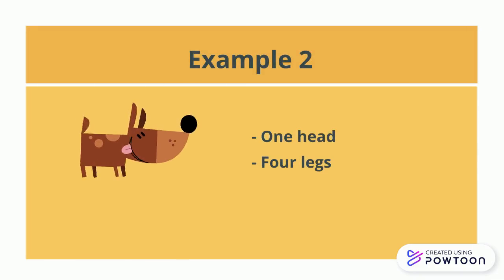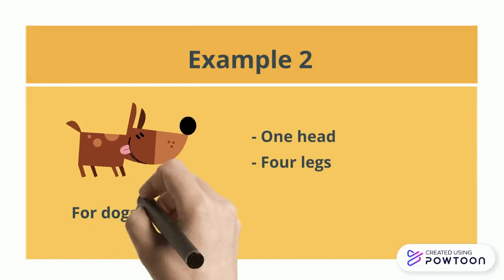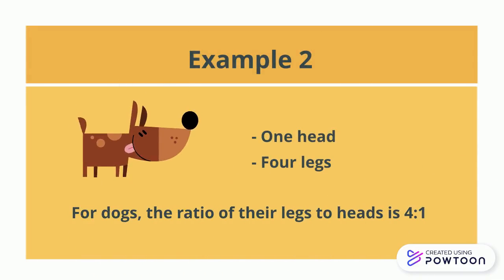In our second example, we looked at a dog. We observed that their relationship was one head for every four legs. So we say, for dogs, the ratio of their legs to heads is 4 to 1.